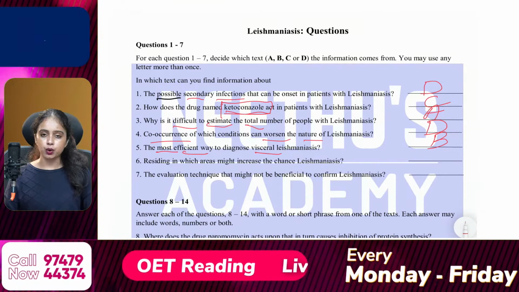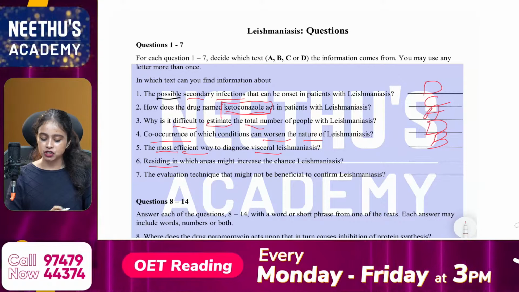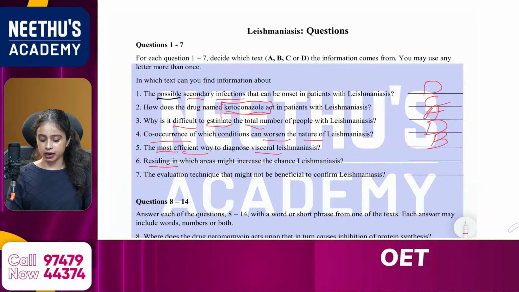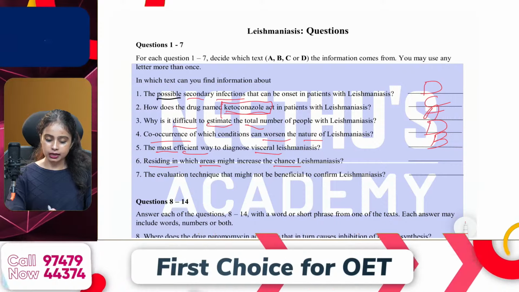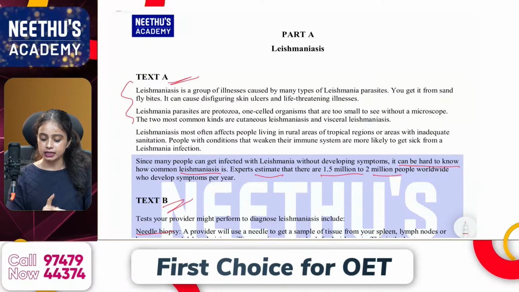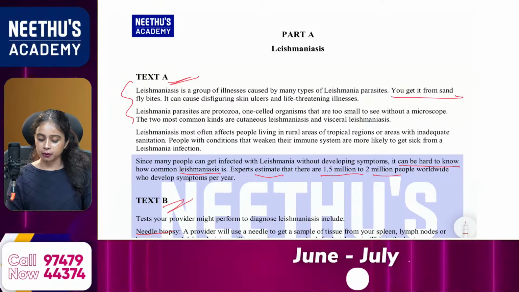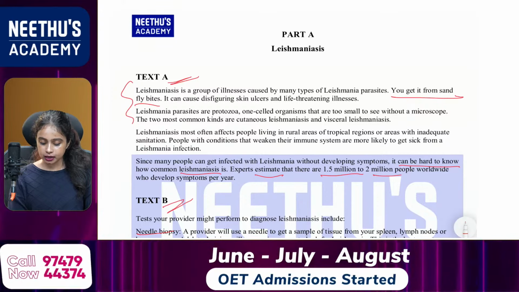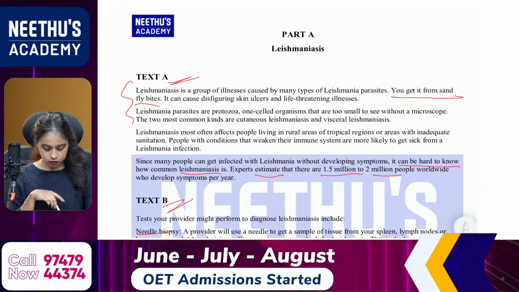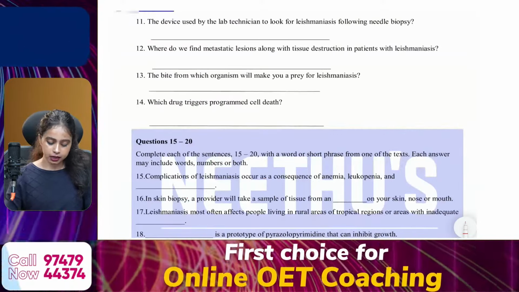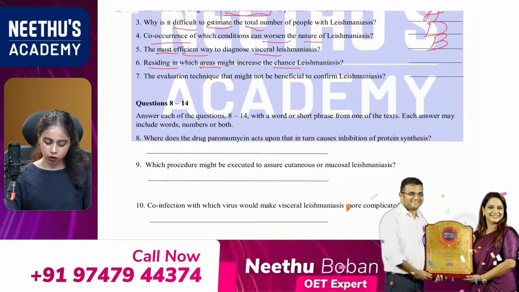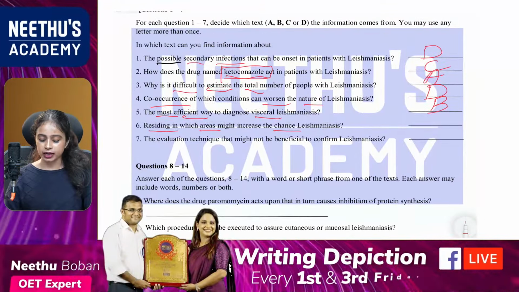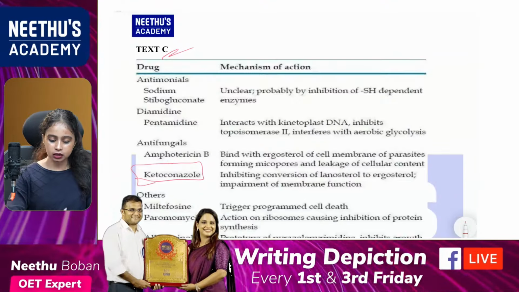Excellent. Okay, so sixth one, residing in which areas might increase the chance of leishmaniasis. So my keywords: residing, areas, and chance. So the answer is in text A, the first line itself. See, you get it from sand fly bites as well as... Yes, very good. Jessie, Juby. So that is from text A. Okay, Noble, Priya. So residing in which areas? It is in the third para.